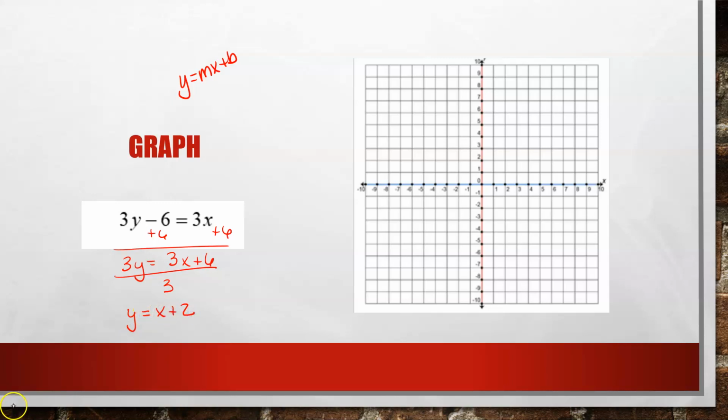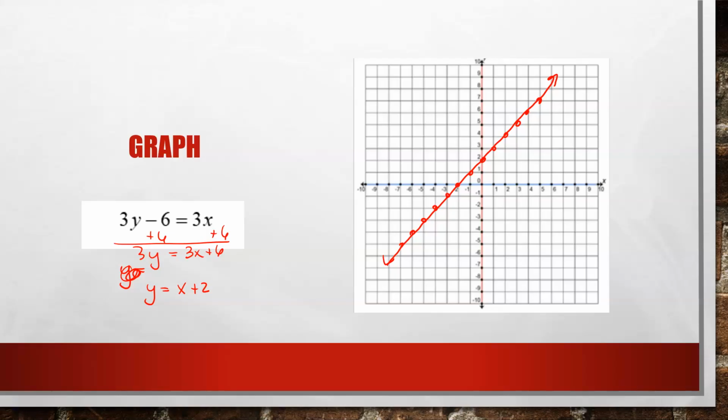Now you can go ahead and graph. So my starting point is 2 and my slope is 1. So there's your graph.